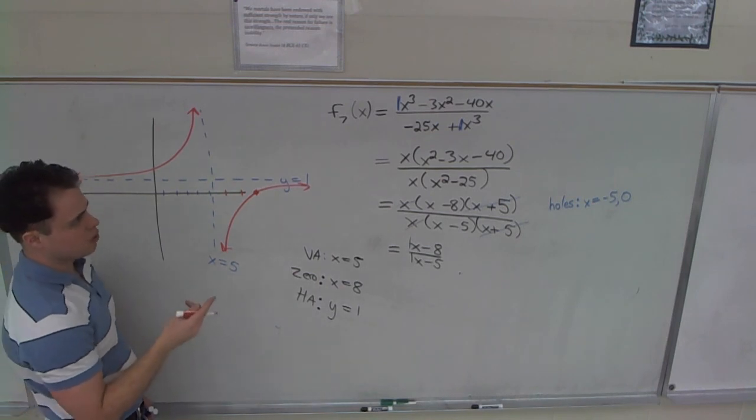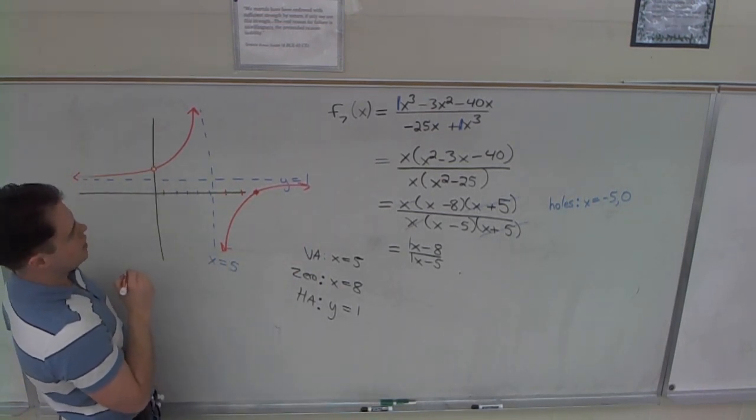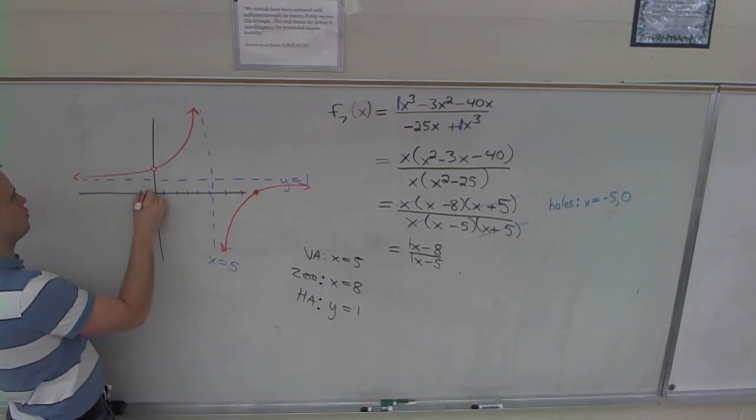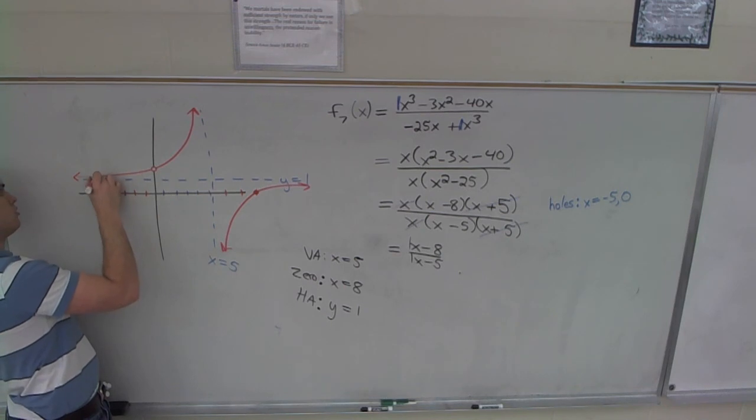So then I've just got to put my holes in. One at 0 and one at negative 5. So those are the 2 holes in the function.